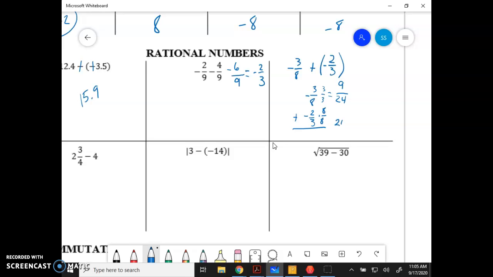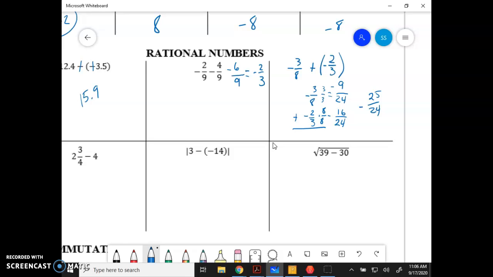So we get 24 and 16. And remember, these are both negative. So we can just add these together. 9 plus 16 is 25. So we're left with 25 over 24. And they're both negatives, so the answer is going to be negative.